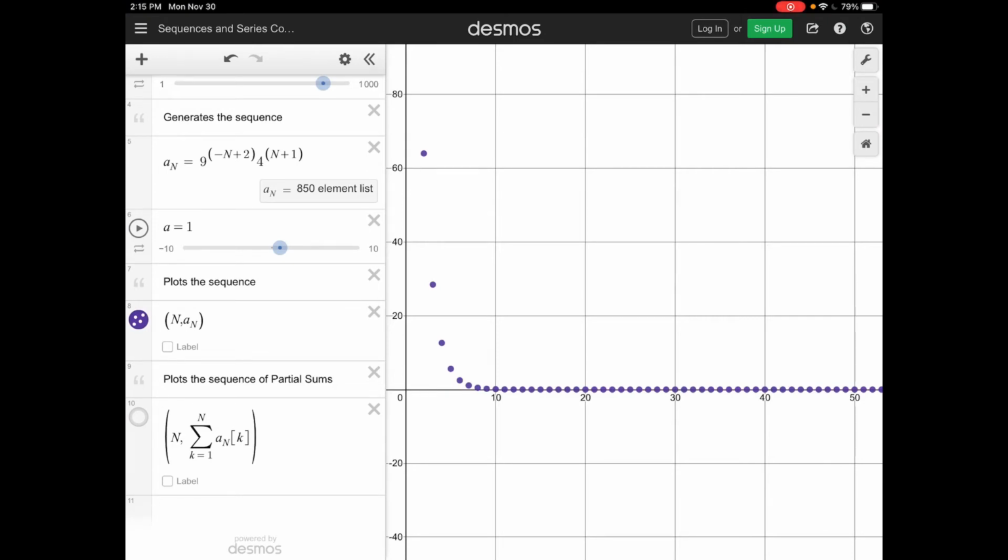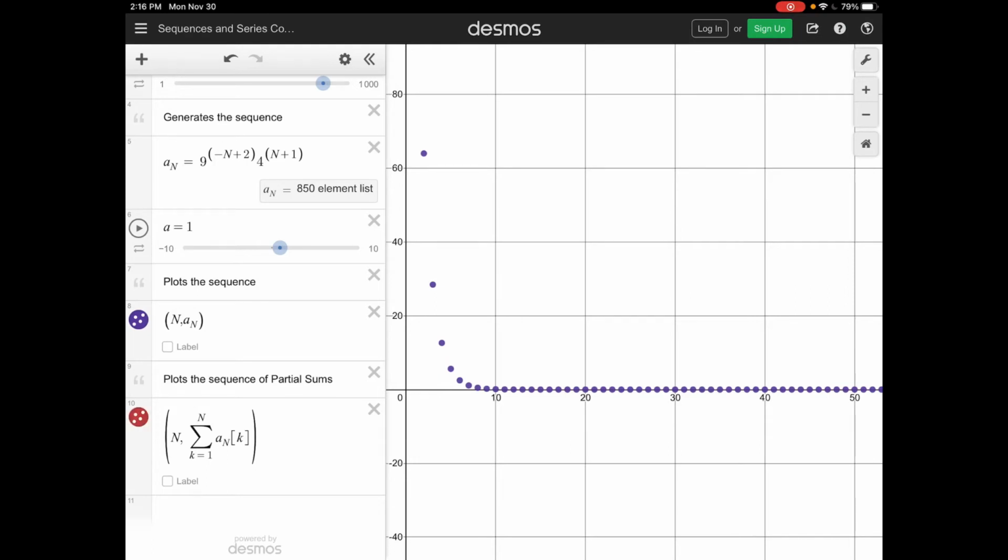I look here in purple, and that sequence is approaching, as n increases or heads towards infinity, the number of terms, the value of the sequence is approaching 0, which means that it passes the nth term test. So since the limit of the sequence equals 0, I have to find some other way to determine if this series will converge or diverge. So we'll look at the plot of the partial sum.